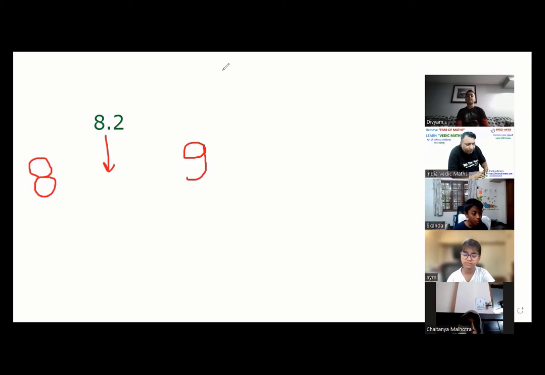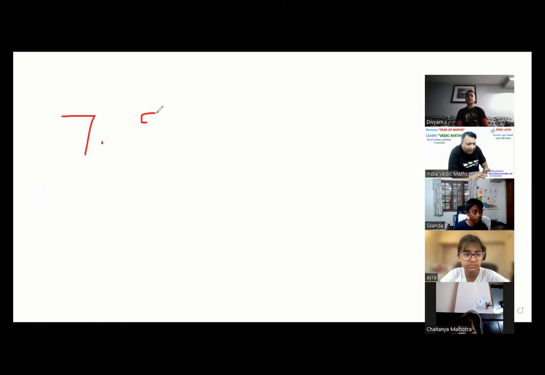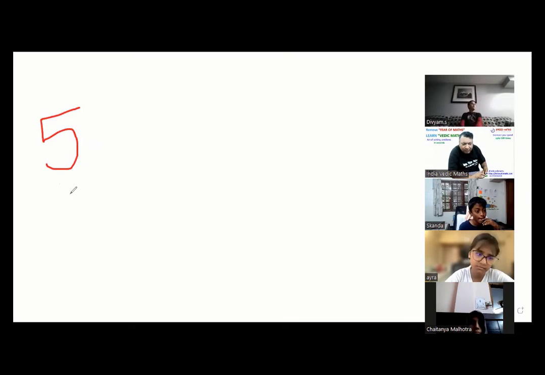Ira, tell me, sir, I write 7.8. This number lies between which two whole numbers? Sir, I have a question. Yes, please. I didn't understand the 8 and 9 which you wrote in the last question. I'll explain. When we say a decimal number, what? Suppose, Ira, say any number. Suppose you select a number, say 5. Okay. What is the next number after 5?